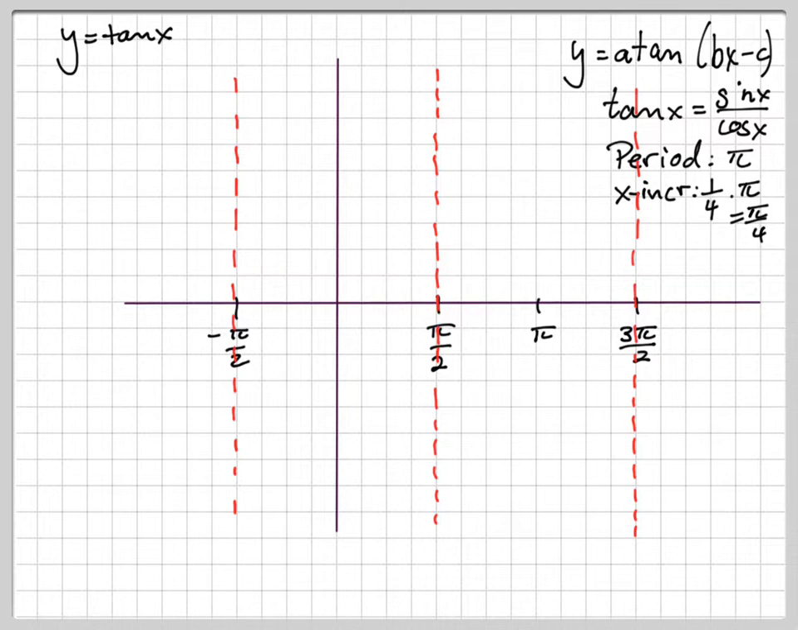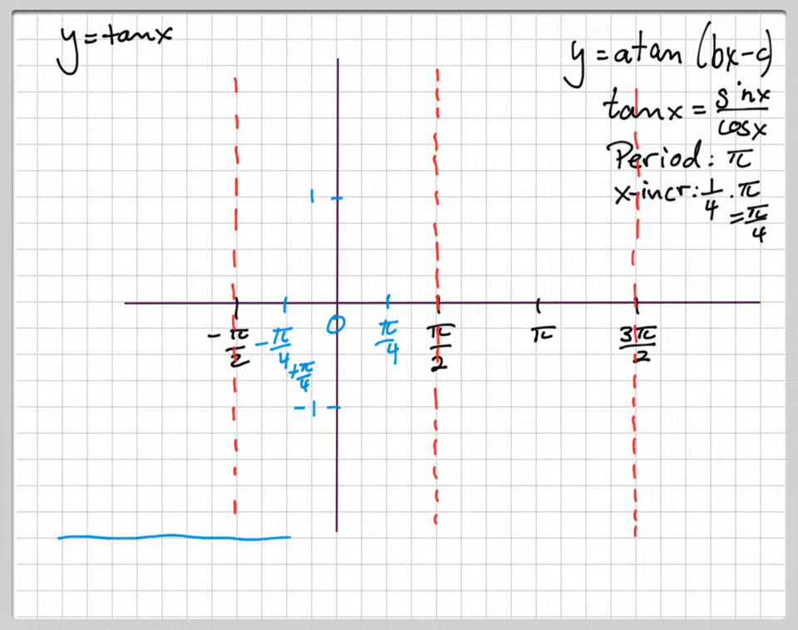What else? Now we don't have an amplitude, meaning we don't have a maximum and a minimum value, but we have a -1 value and a +1 value. Now my x increments are pi over 4. So negative pi over 2 plus pi over 4, my next key point is negative pi over 4, plus pi over 4 brings me to 0, plus pi over 4 is pi over 4.